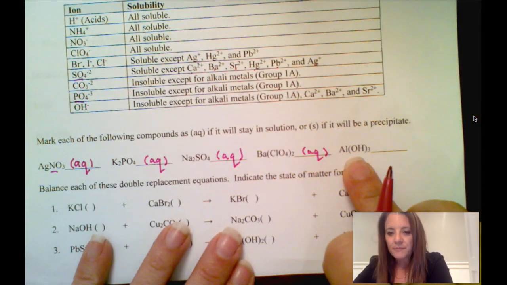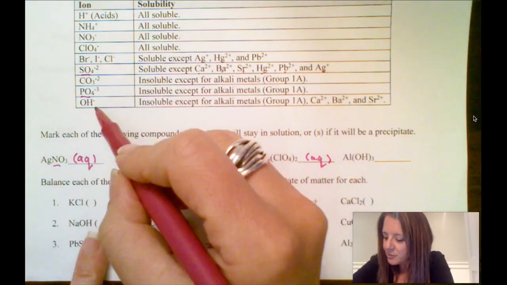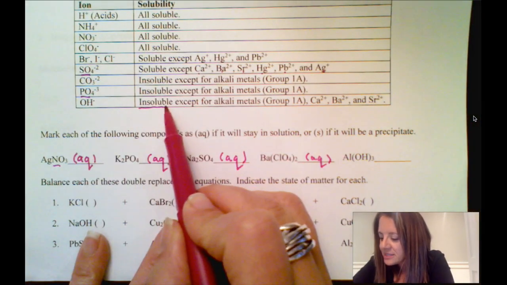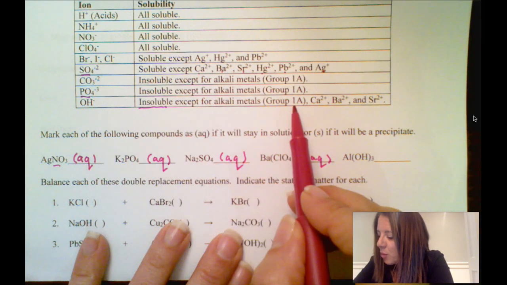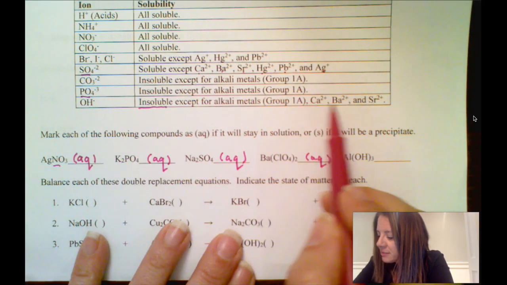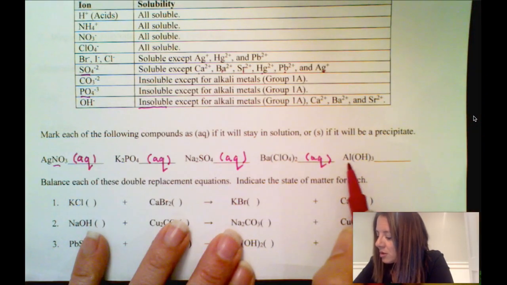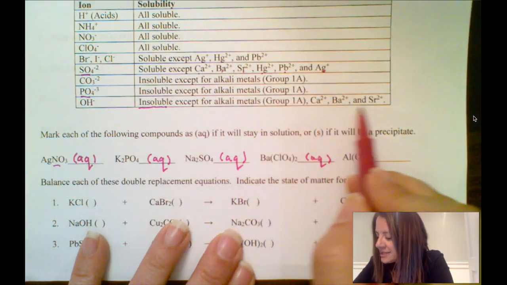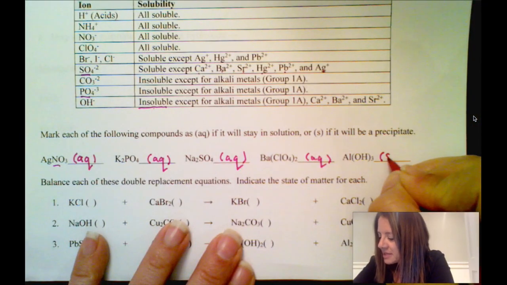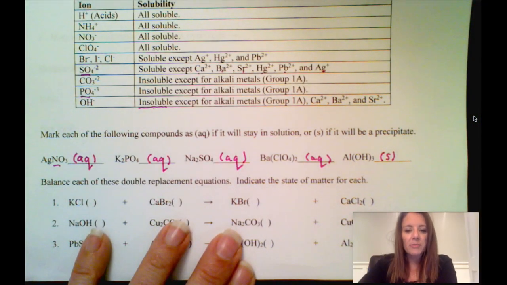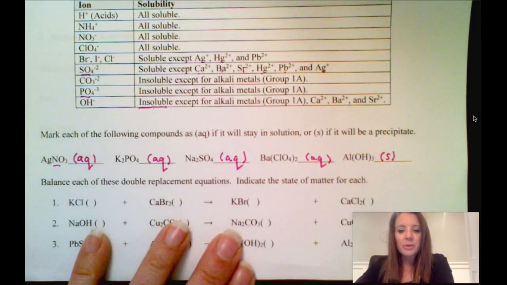Let's take a look at aluminum hydroxide. So hydroxide is right here. Everything is insoluble, meaning it doesn't dissolve, except if you're group 1 or if you are calcium, barium, or strontium. Well, aluminum is not in group 1, and it's neither of those ions, so it falls into this category. So that means that this is a solid compound. So that's how we use the solubility chart to help us predict whether something is aqueous or solid.